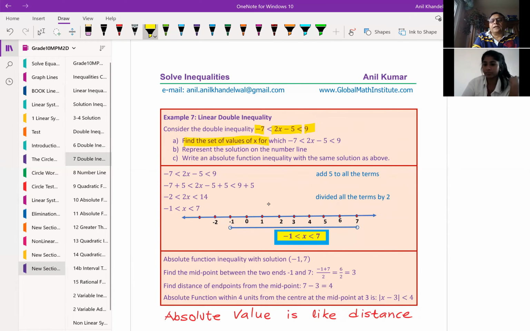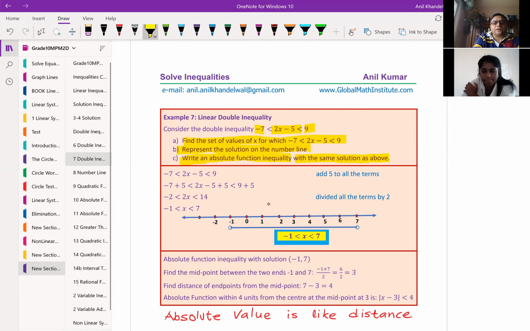Find the set of values for x for which this inequality is true. Second question is represent the solution on the number line. And the third one here is very tricky, which says write an absolute function inequality with the same solution as above. Now, this is a very interesting part, and it is a twist for many examinations, right? Many examinations will include one simple question, a few parts, and some complication, and that is what we're trying to give you an experience for. So that is how your exam question may look, okay?